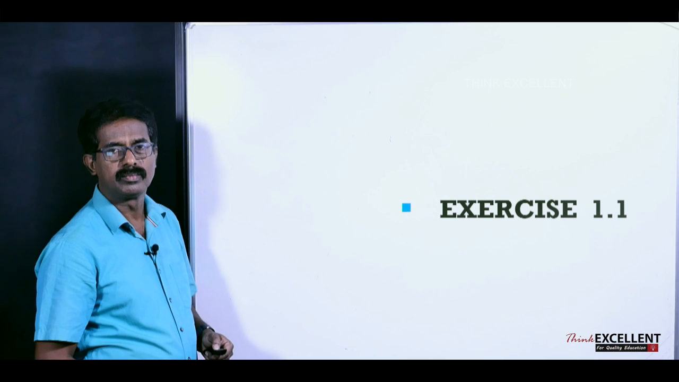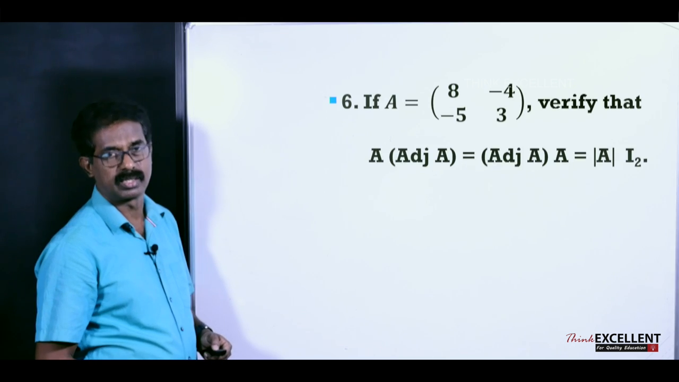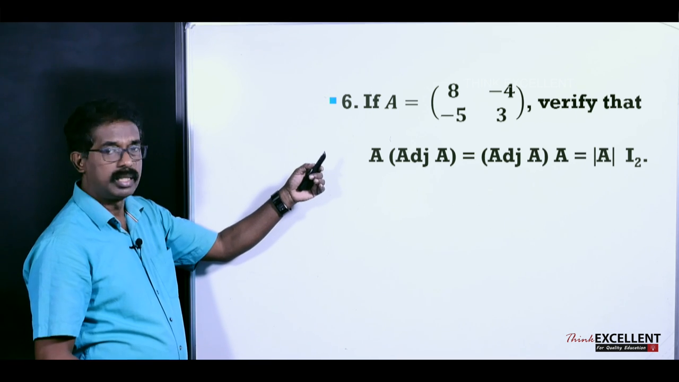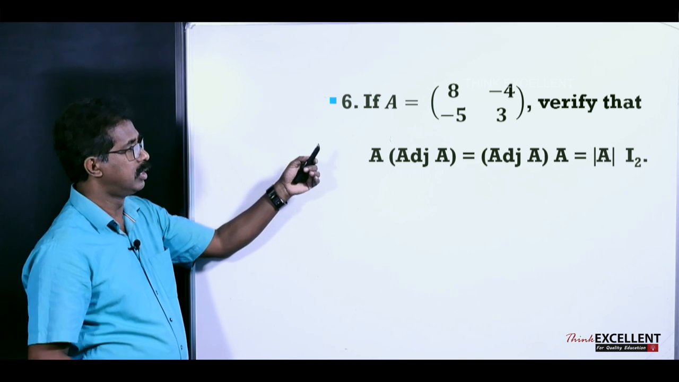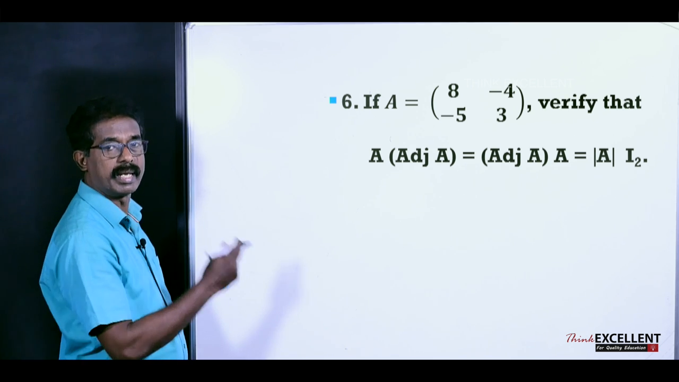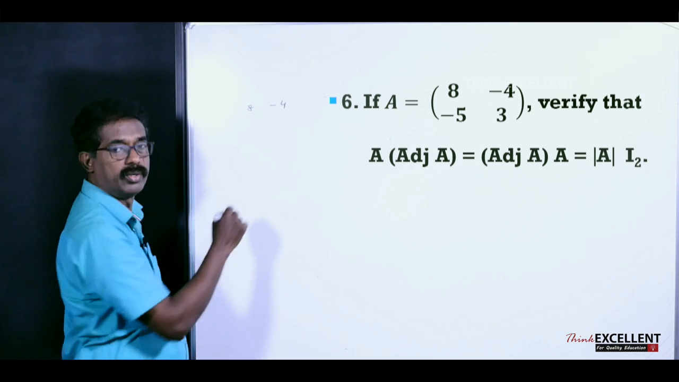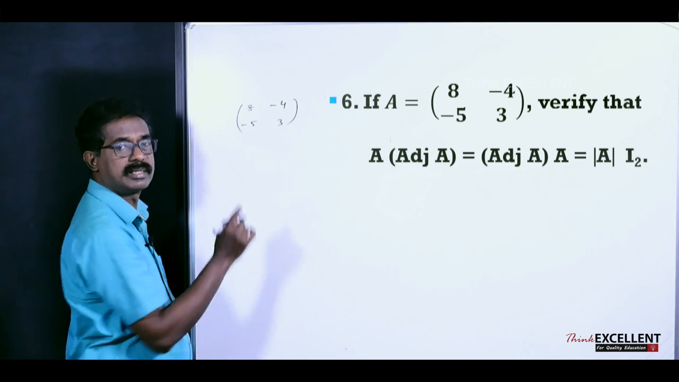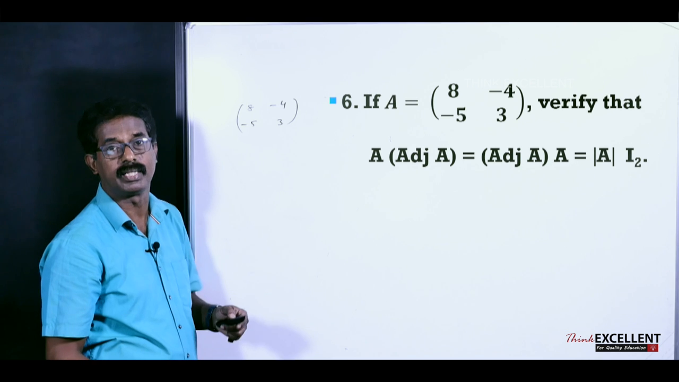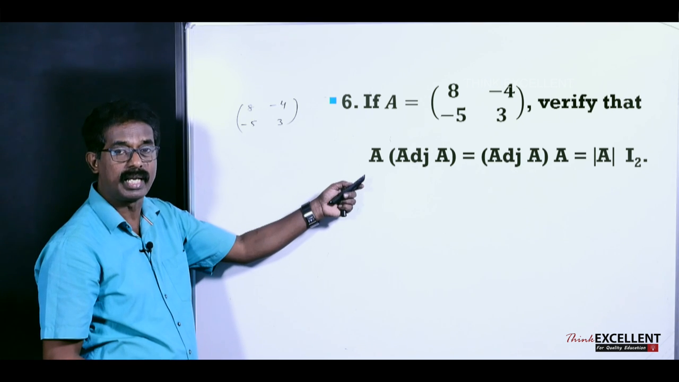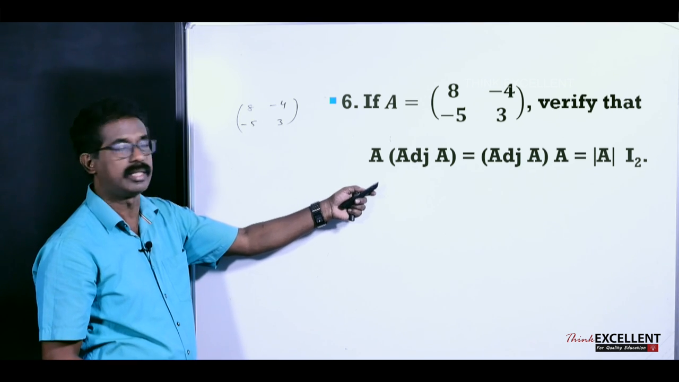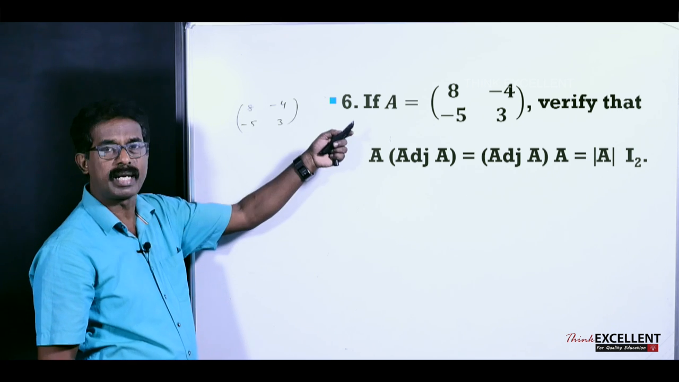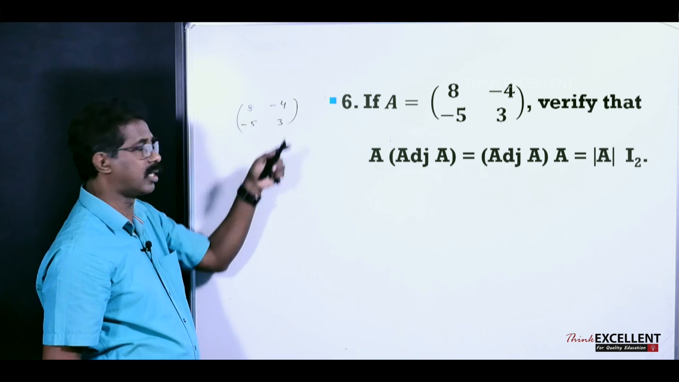Exercise 1.1. I am taking question number 6 first. Listen to this question. Question number 6: if A is equal to the matrix 8, minus 4, minus 5, 3, this is A. What did they ask here? Verify the property in adjoint: A into adjoint A is equal to adjoint A into A, equal to determinant A into I. They have given I 2. Why? Because the order of A is 2 by 2, right?